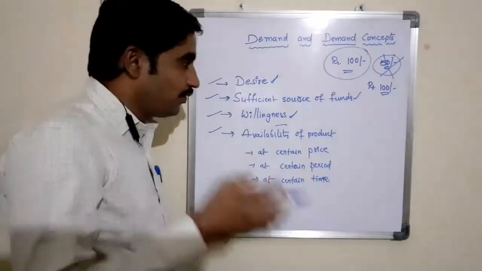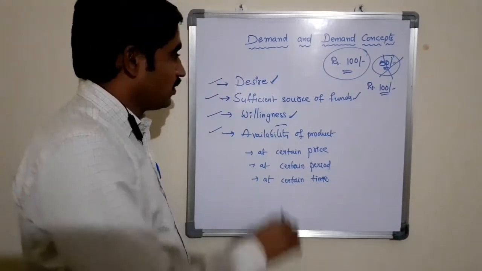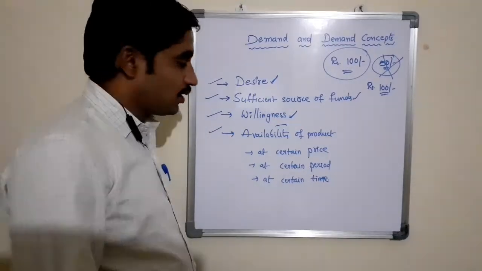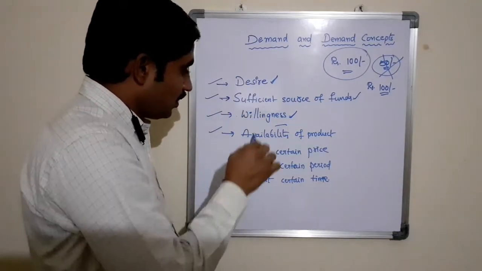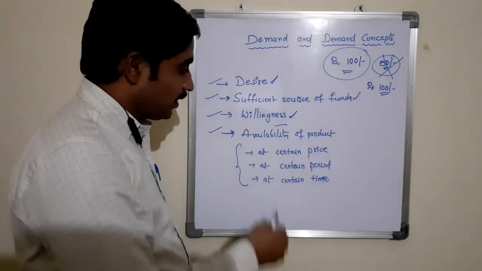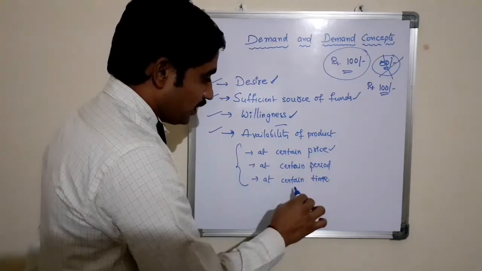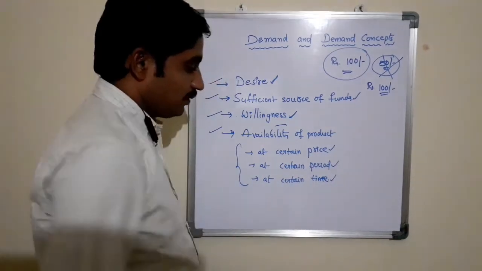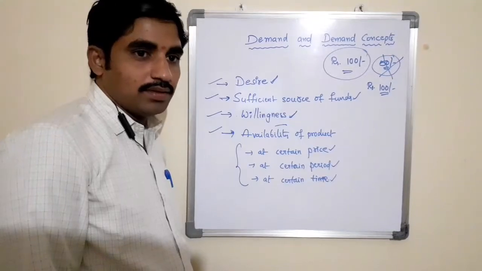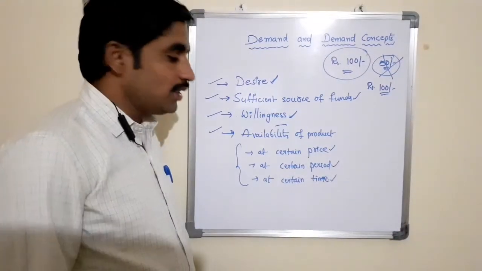We must have the will to purchase that product, have sufficient funds, and have the desire to purchase that product. Not only these three, but one more also needs to be satisfied by the consumer. That is availability of the product at a certain price, certain period, at a certain time. So I require this product today, but the product is not available.